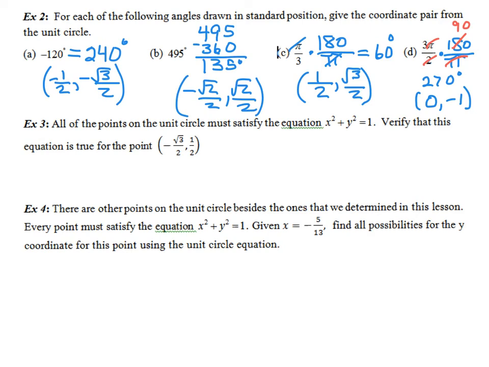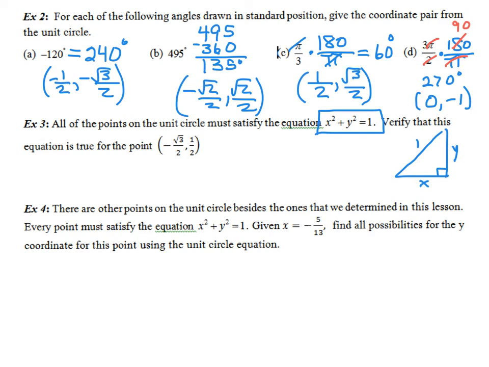Let's go to example number 3, where it says all of the points on the unit circle must satisfy the equation x squared plus y squared equals 1. Well, that of course is because I have a circle centered at the origin with a radius of 1. And that would give me the equation x squared plus y squared equals 1. I also know that in any right triangle, the x is formed by the base, the y is formed by the height, and the hypotenuse is 1 because I'm in the unit circle. So this also comes from the Pythagorean theorem.